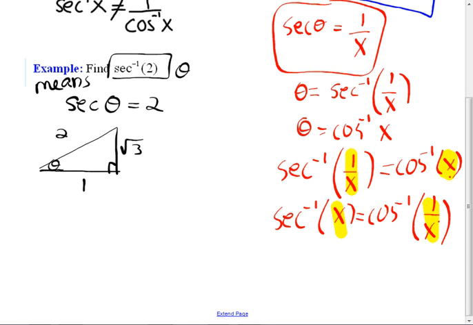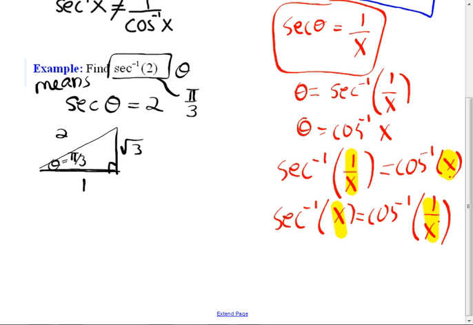This is 60, right? So this is pi over 3. So this is equal to pi over 3. So I'm looking for an angle. Even I have to remind myself I'm looking for an angle. And that's all it is. So I don't bother with all that.